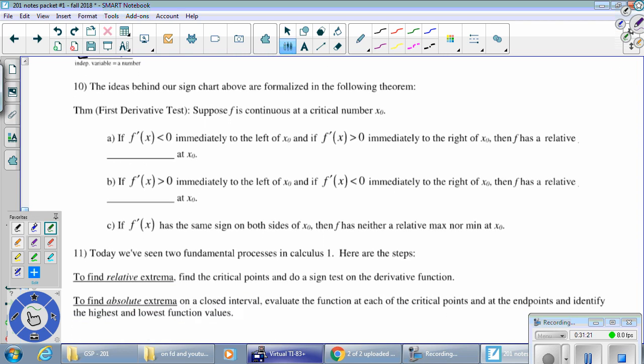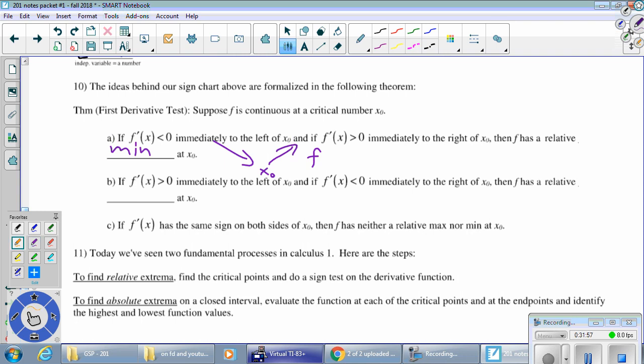Okay, number 10, the ideas behind our sign chart above are formalized in the following theorem. Suppose f is continuous at a critical number x sub 0. If f prime of x is negative immediately to the left of x0 and positive immediately to the right, so I am envisioning the f function: it's negative, so that means we're decreasing, and then positive, that means we're increasing. So I'm trying to imagine what the f looks like. Then f has a relative, in this case it is a min at x0. This is your x0 right here.